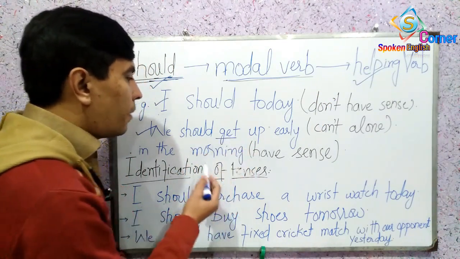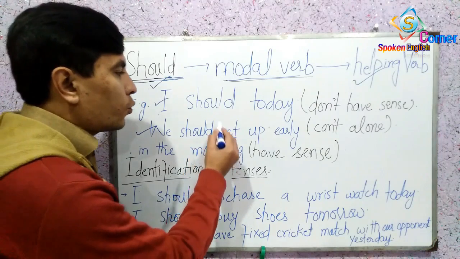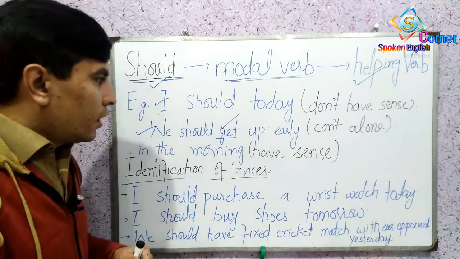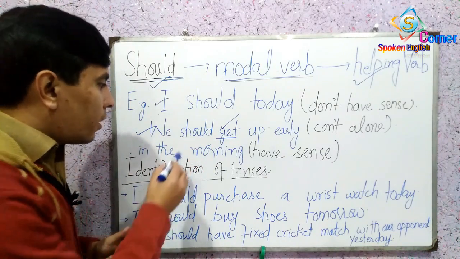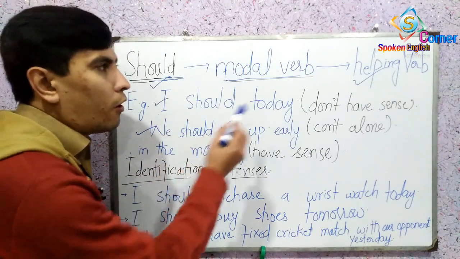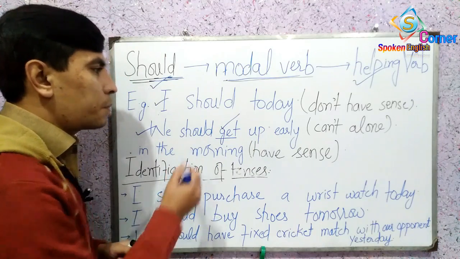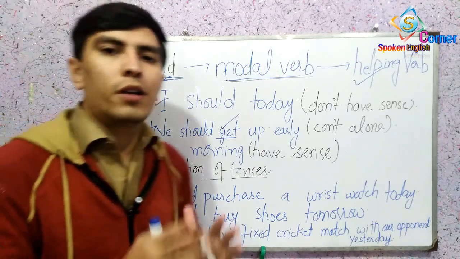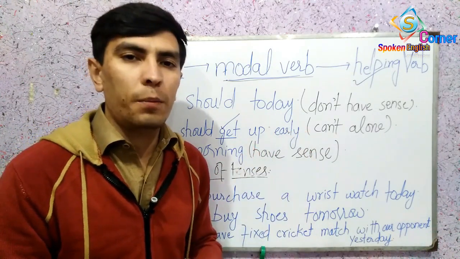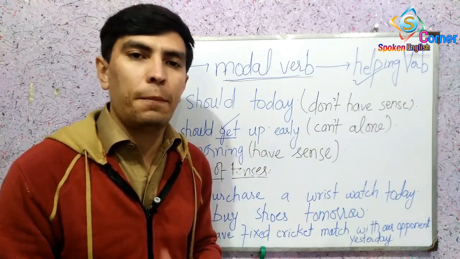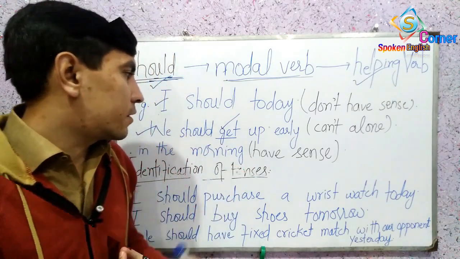I hope your confusion has been cleared regarding the helping verb, because we can realize from this example that there is a main verb immediately after "should", which is "get". So here "should" is performing the role of a helping verb in this statement. I hope each and every confusion has been cleared regarding how "should" is used as a helping verb in the statement.